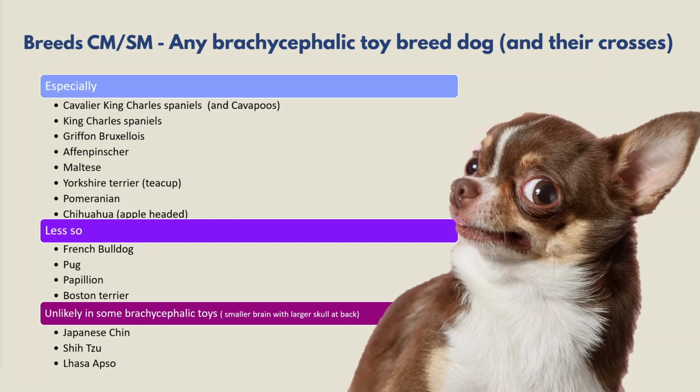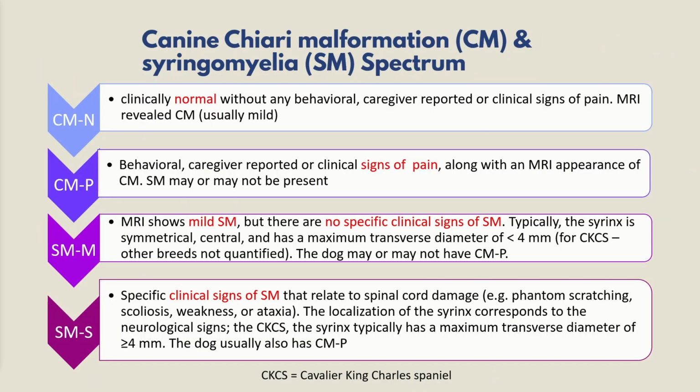So when we're dealing with Chiari malformation and Syringomyelia, it's really a spectrum. And that has to be got across, because if you MRI scan many of these dogs, you may see disease, but they're not necessarily clinically affected. So these are clinically silent or asymptomatic, if we can use that term, though obviously dogs don't have symptoms. So we label them like this: Chiari malformation normal, Chiari malformation pain, Syringomyelia mild, and Syringomyelia severe.